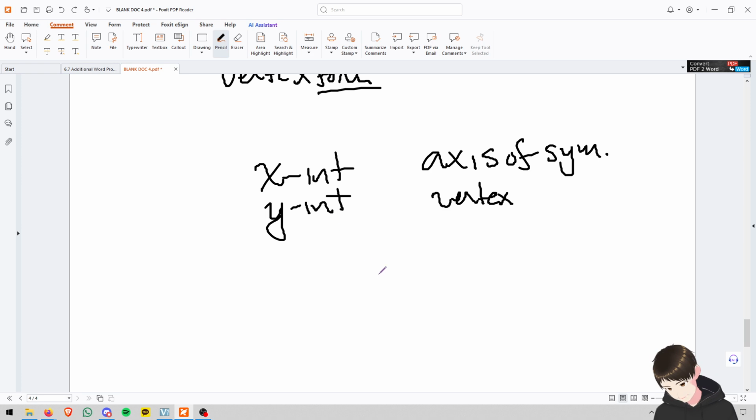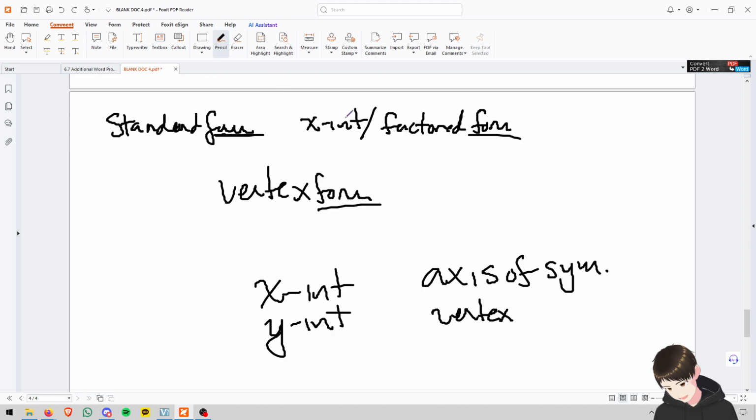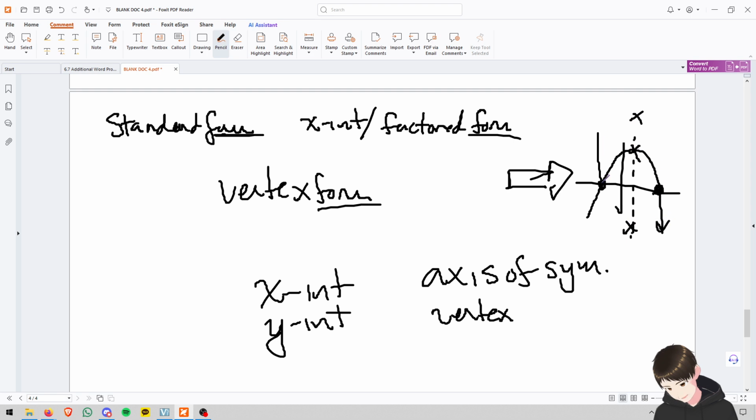But if I give you this standard form or x-intercept form or vertex form, you should be able to turn it into a graph. You should be able to draw it. For example, if you're given standard form, I would turn it into a factored form to find my x-intercepts. And using these x-intercepts, I could find my line of symmetry. And using my line of symmetry, I can plug it in and find out where my vertex happens to be. Like if it's here, I know my parabola looks like this. If it's down here, I know my parabola looks like this, so on and so forth.